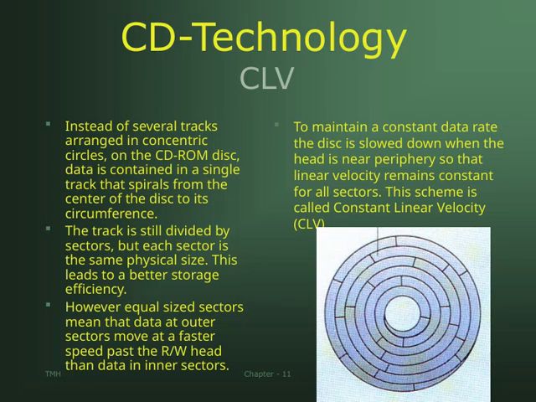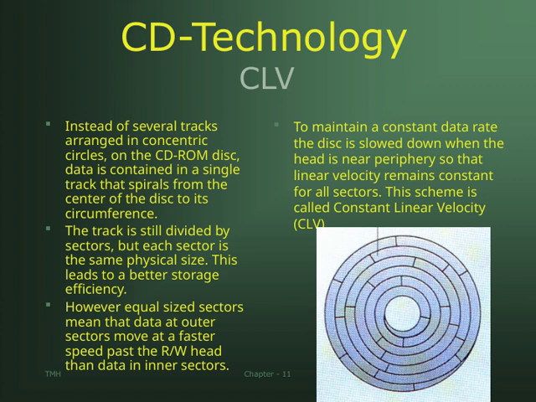Let's talk about CD technology and the concept of CLV, or constant linear velocity. Unlike older storage methods that used multiple concentric tracks, a CD-ROM stores data in a single spiral track that starts at the center and winds outward to the edge. This design helps improve storage efficiency because the data is all contained in one continuous path.